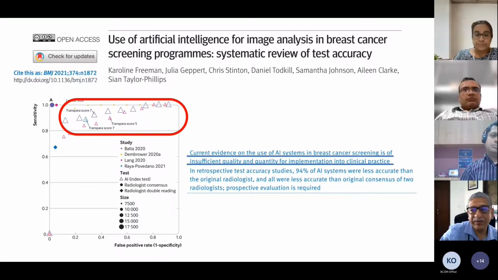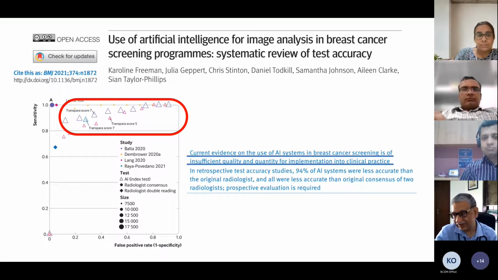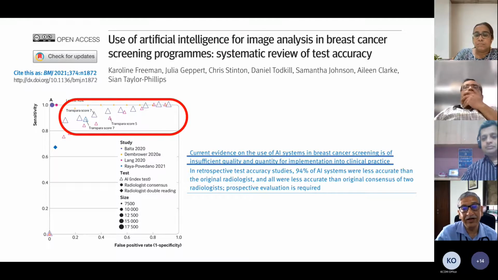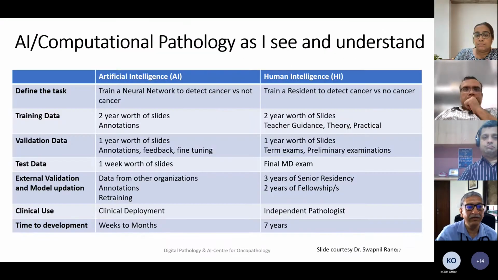And despite all the hype and hoopla, the conclusion, at least of this particular analysis, is that current evidence in breast cancer screening is of insufficient quality and quantity for implementation into clinical practice. The reason why I show this is because there is a lot of work to do to enable the fruits and the benefits of digital health to actually reach the clinic.